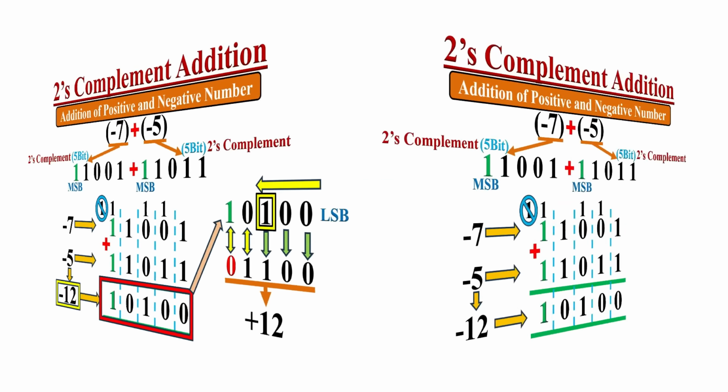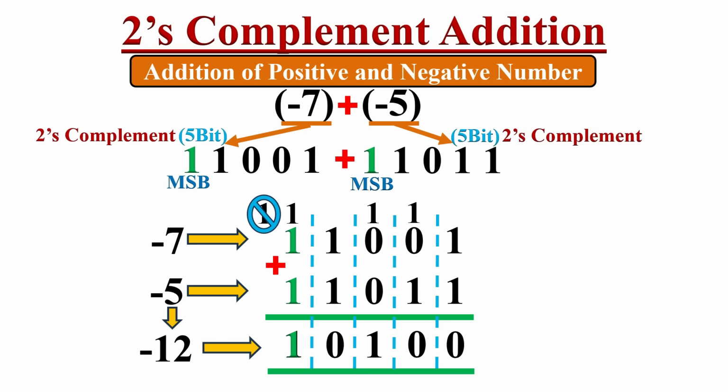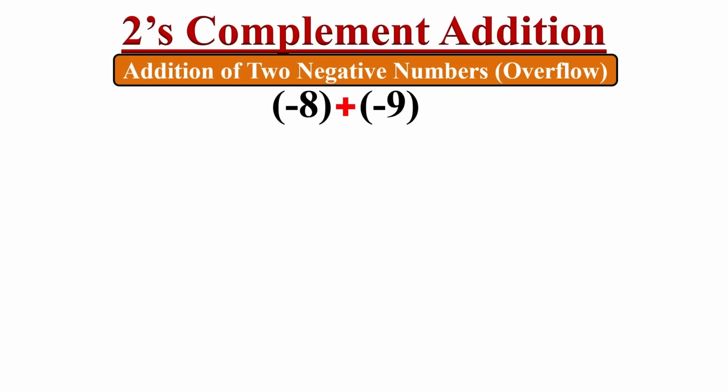If we observe over here, after the addition of these two negative numbers, the result is within the 5-bit 2's complement range of minus 16 to plus 15. If the result goes beyond this range, then overflow condition will occur and the result becomes invalid. So let's discuss this overflow condition with an example. Here we will add these two negative numbers, minus 8 and minus 9. Our result must be minus 17.